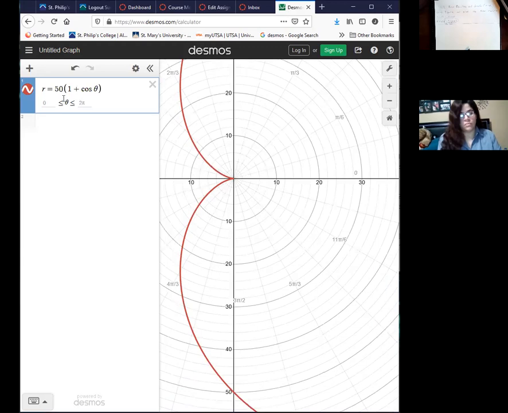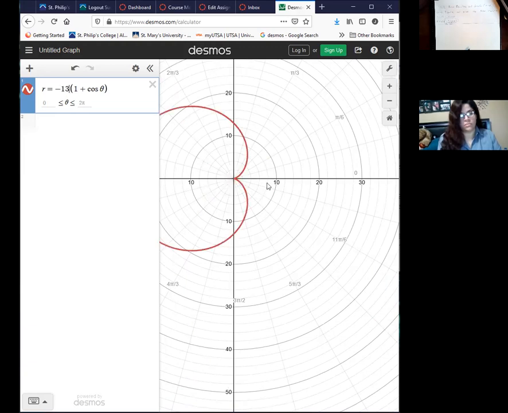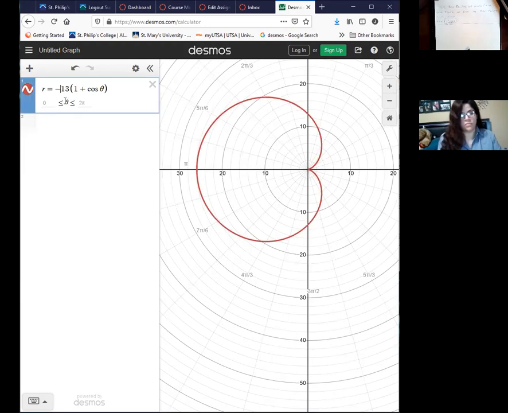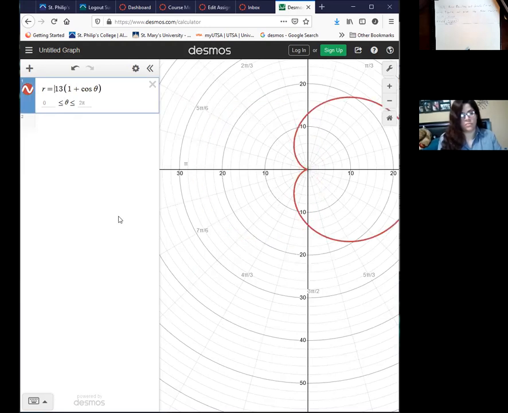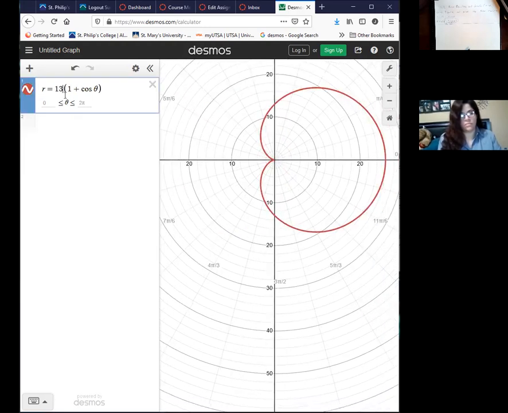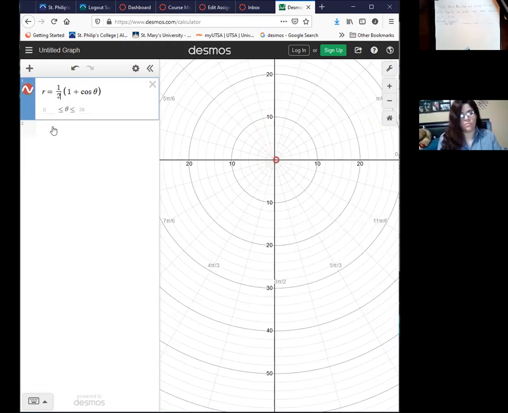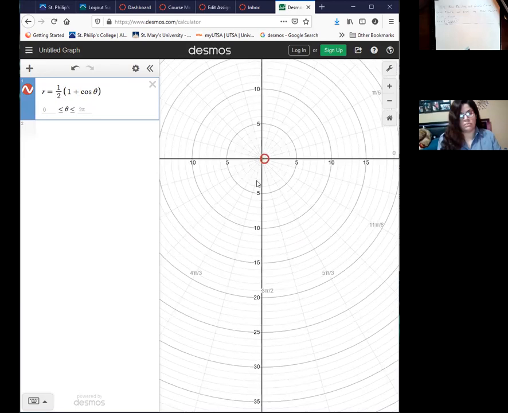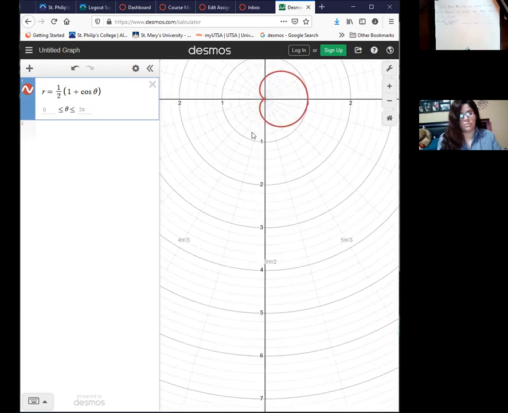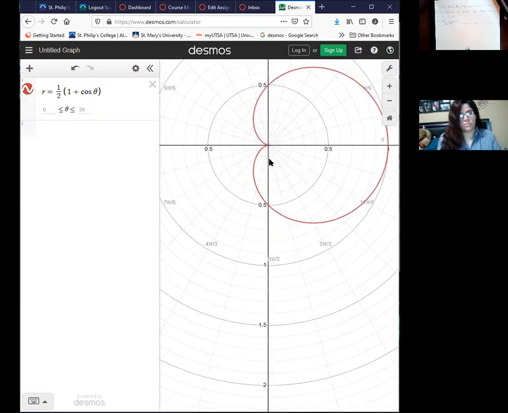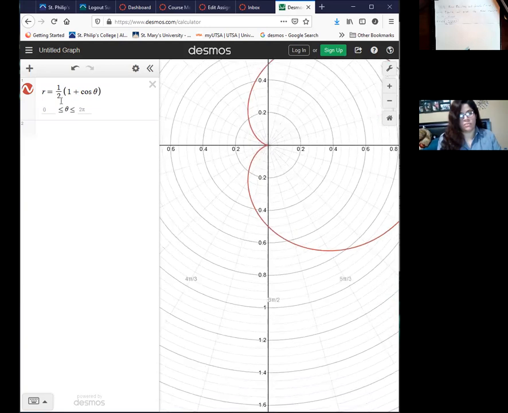Now, if it's negative, what happens? It reflects it. We had a regular 13 earlier. So that's just a reflection. If it's a fraction, then what happens? Oops, too small. Gotta zoom in. So it's still the same shape, just scaled.